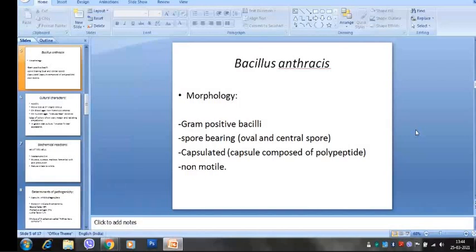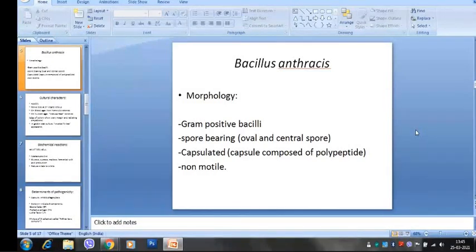Bacillus anthracis is a capsulated bacteria. It contains a capsule. Already we know that a capsule can be composed of polysaccharide, polypeptide, or hyaluronic acid. In case of different bacteria, there may be different composition of capsule. In case of Bacillus anthracis the capsule is composed of polypeptide. Just let me inform you, because this may be asked in multiple choice questions also. For example, polysaccharide capsule is present in bacteria such as Klebsiella.